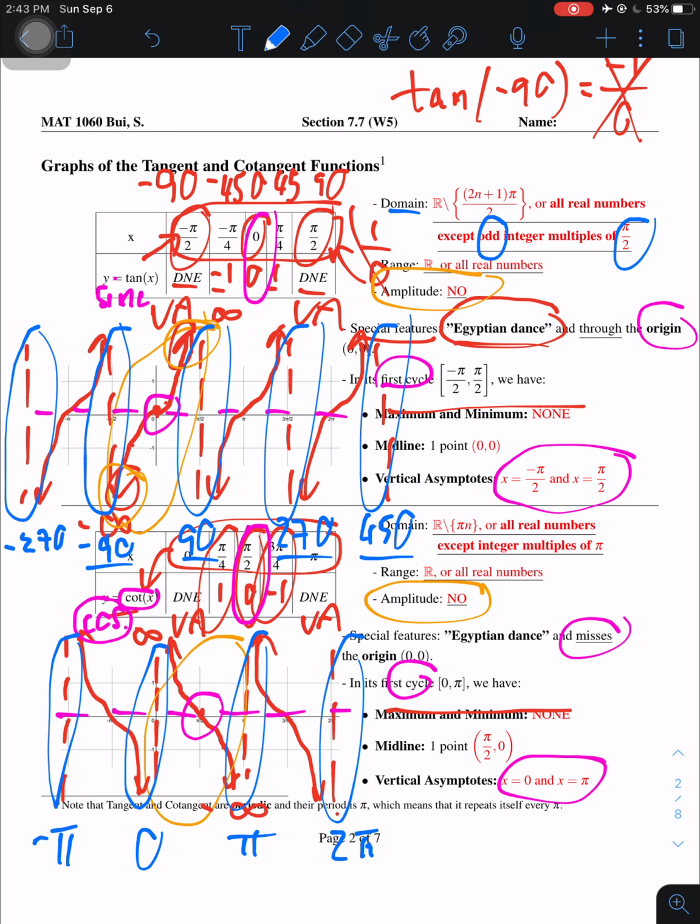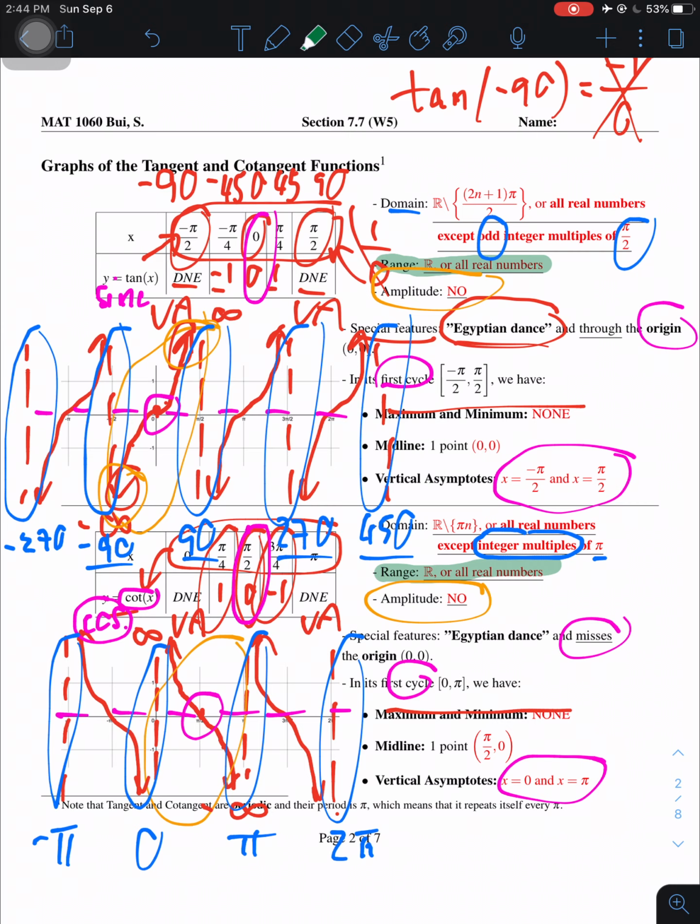Here, let me circle the words integer multiple of pi. That means you cannot have 0 itself, 2 pi, negative 3 pi, 5 pi, negative 4 pi, anything that has to do with pi, no, okay? As for the range, it covers pretty much the whole y-axis, right? So the range takes everything. Let me highlight it because there's too much on this page already. The range covers all real numbers, and the same goes for cotangent. It doesn't miss anything, okay?